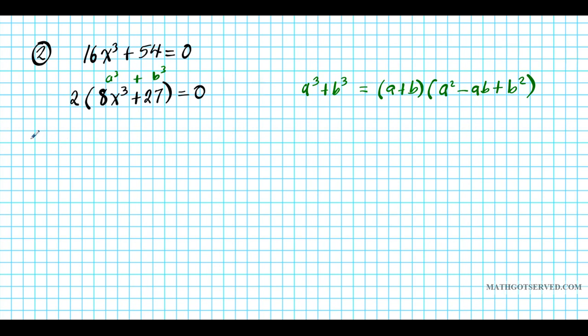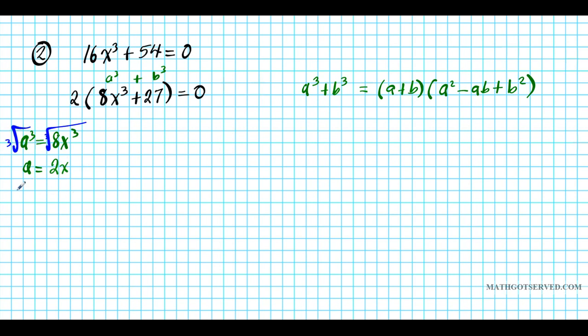To find a, we set a cubed equal to the first term, which is 8x to the third. To get a isolated, we do the inverse operation of cube, which is cube root. So you cube root both sides of the equation, and we get a is equal to 2x. Remember, 2 times 2 times 2, or 2 cubed, is 8. So the cube root of 8 is 2. We have our a.